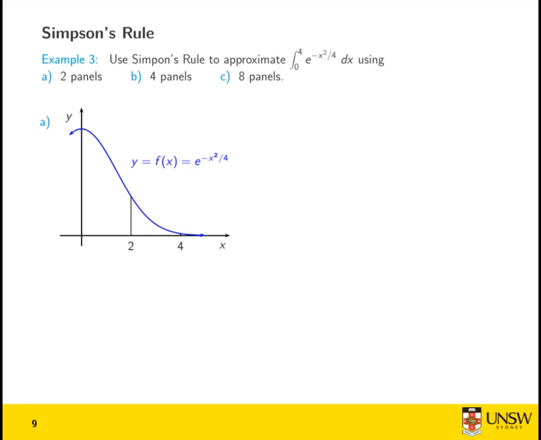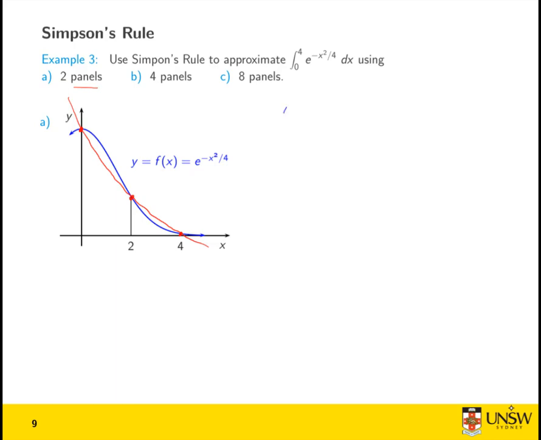In this example, we want to use Simpson's rule to approximate this integral, which happens to be the area under this curve. Using Simpson's rule with 2 panels, we'll start with 2 panels, means that we're going to be using a parabola which goes through those 3 points, and we're going to say that the area under the blue curve is roughly equal to the area under the parabola. And the area under the parabola will be obtained through the formula we saw earlier.